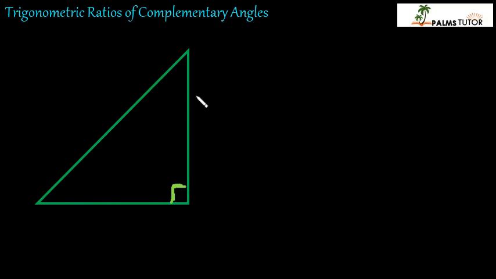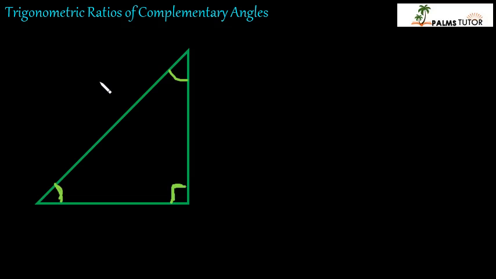I'll label the parts. This is the right angle, which is 90 degrees. The summation of angles in a triangle is 180 degrees. If this is 90 degrees, that means the summation of these two angles should be 90 degrees. So if this is 45, this is 45. If this is 30, this has to be 60. If this is 20, this has to be 70. So that's it. Complementary angles are two angles whose measures add up to 90 degrees.